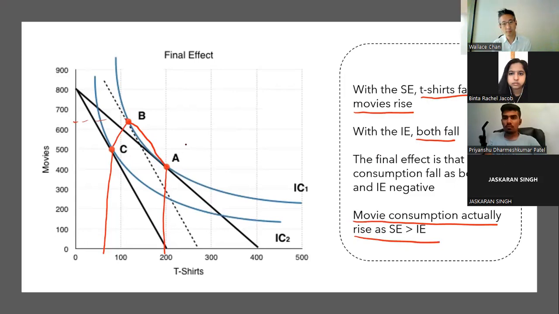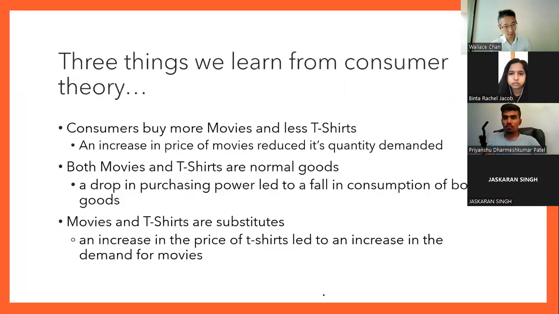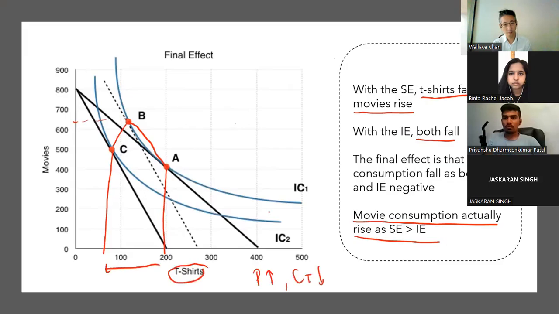Number one, overall, what do you see? In terms of t-shirts, where the price went up, what happened to your consumption of t-shirts? You moved from A to C. So the final effect was that consumption of t-shirts went down. Price of t-shirts went up, consumption of t-shirts went down. This is something we learned in demand theory: an increasing price reduces quantity demanded. So the result from this consumer theory model is consistent with the result from the demand theory model.